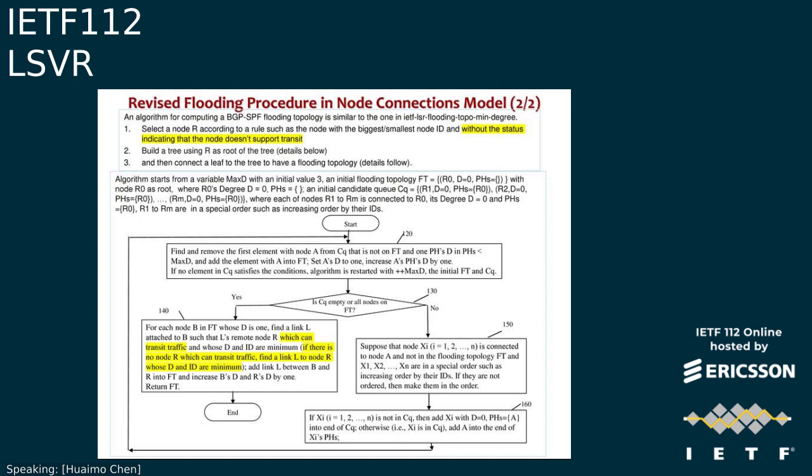For the nodes which do not support transit, we will consider that in the leader election. So we shouldn't elect leaders that don't support transit. In addition, when we compute flooding topologies, we will minimize the connections to the nodes that do not support transit. That's the only difference compared to the one in the IGP flooding topology computation algorithm. Next page.